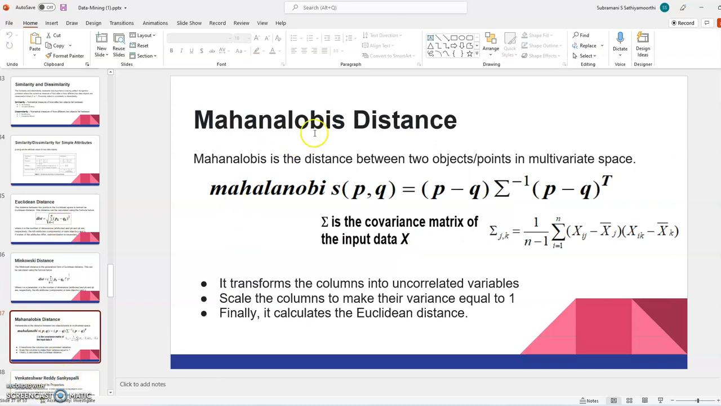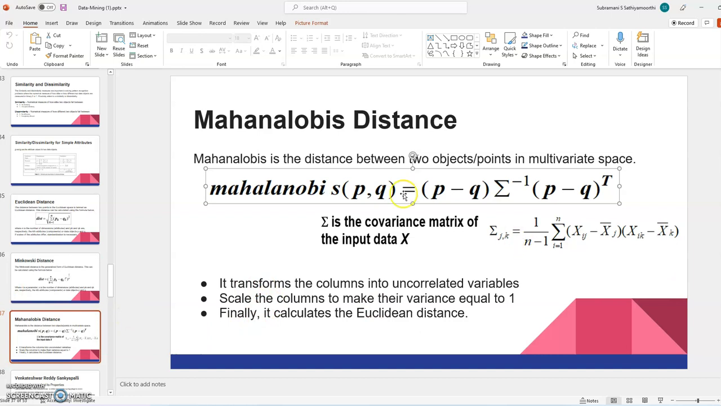The next comes the Mahalanobis distance. This is the distance between two objects or points in multivariate space. The Mahalanobis distance is calculated as (p minus q) times the inverse covariance matrix, Σ to the power of minus 1, times (p minus q) transpose. You calculate the covariance matrix of the input data x, there is a formula for that, and on top of it you have to calculate the inverse covariance matrix of these independent variables.